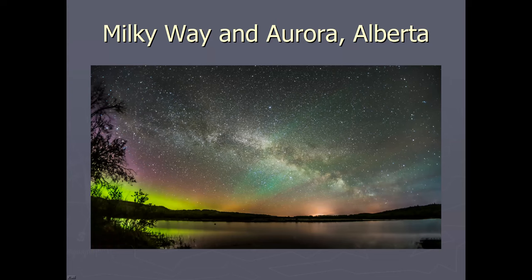Now, this was taken near Saskatchewan. And this was taken in May. So the Milky Way in May was almost horizontal above the horizon. I was lucky enough to catch some of the aurora.